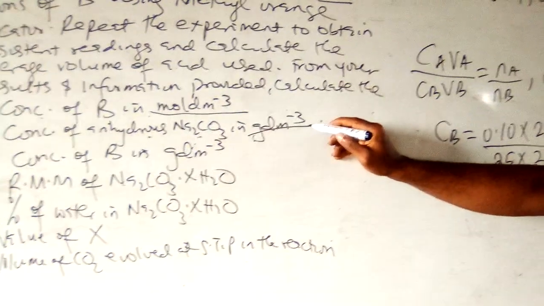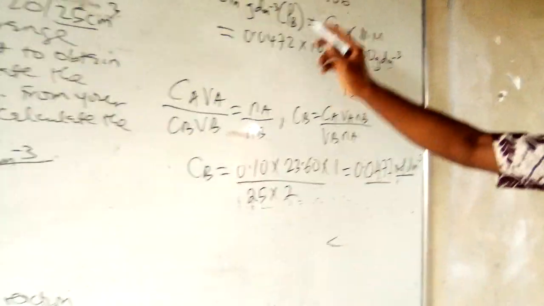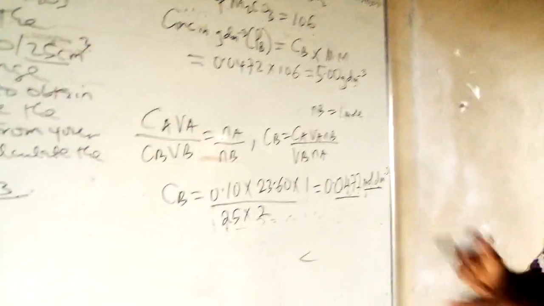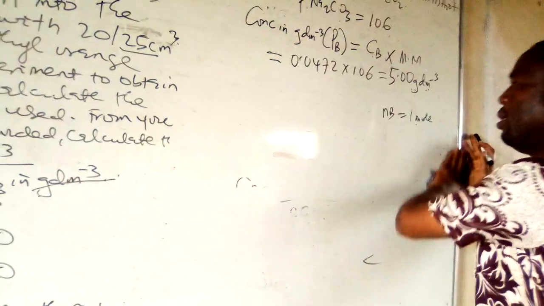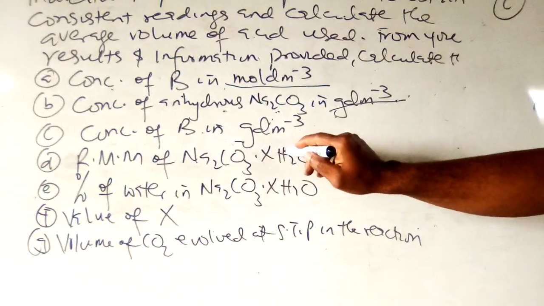Look at the unit of what you're asked to calculate in this part. Gram per dm cube, that's the mass concentration of the anhydrous salt, the salt without water of crystallization. Then, the number C part says we should find the what? The concentration of B in gram per dm cube.